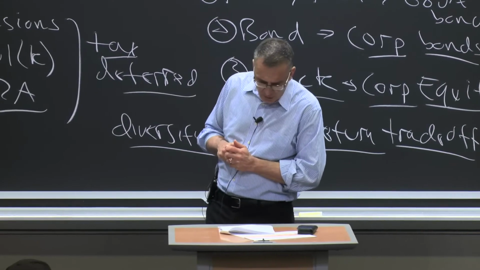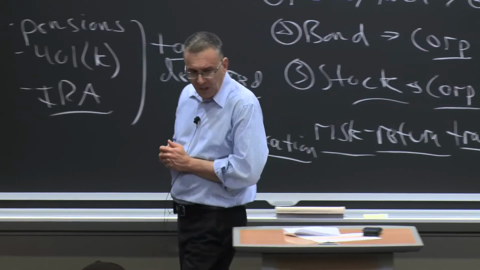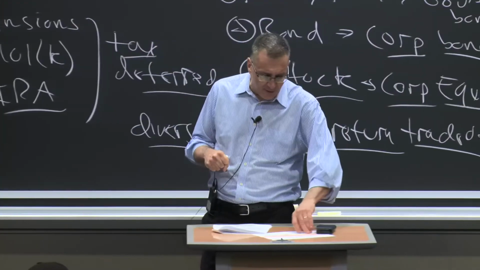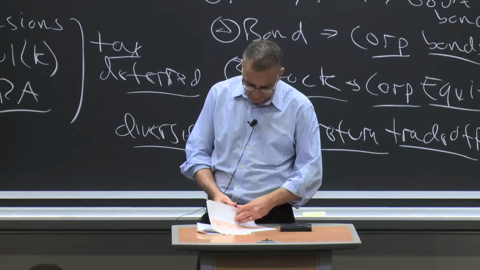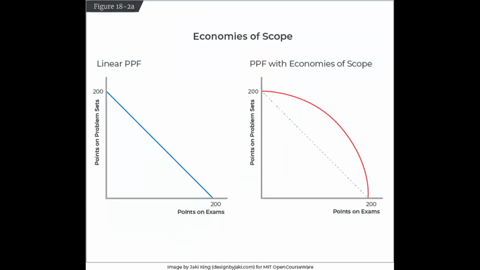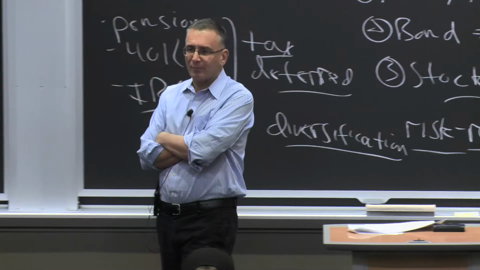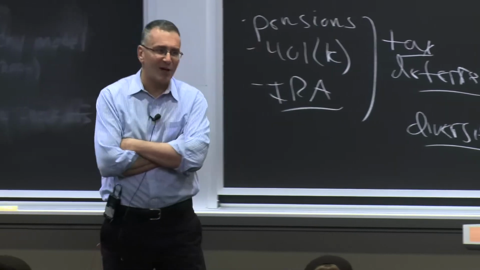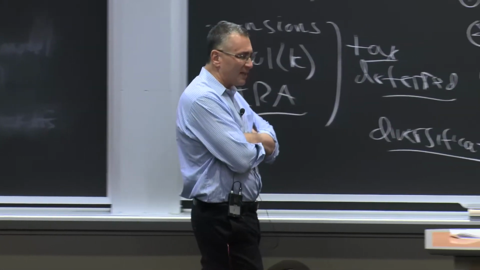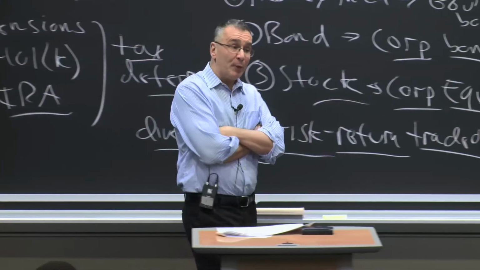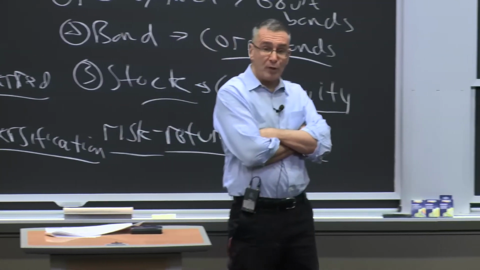Okay? So basically, let's think about that. Let's go to figure 18.2 because it's easier to see this graphically. Let's go to figure 18.2. Let's think of you as a firm, and you as a firm produce 2 things. Problem set points and exam points. Sorry, it's all you're good for at MIT here. You produce problem set points and exam points. But you can produce either. Those are your 2 things you produce.